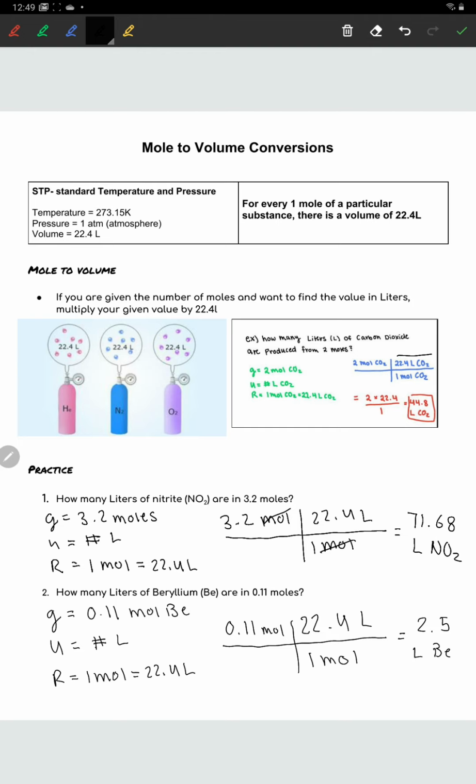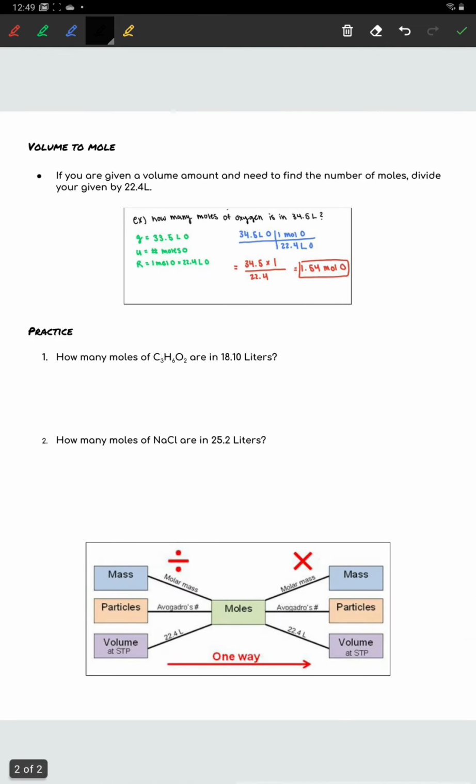Okay, so that's going from mole to volume. So now, of course, we're going to talk about going from volume to mole. So I'm going to the next page. When you're doing volume to mole, you're now changing how you're using the relationship. Since we're given a liter value, that means our liter unit value in our relationship has to go in the bottom right quadrant, with our mole value unit, it will go on the top right quadrant.